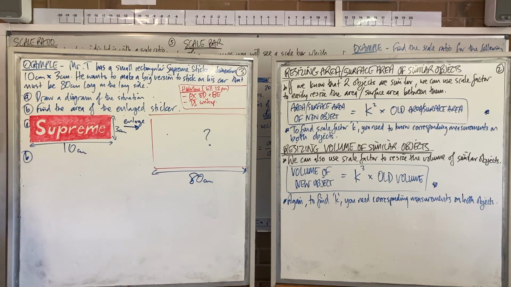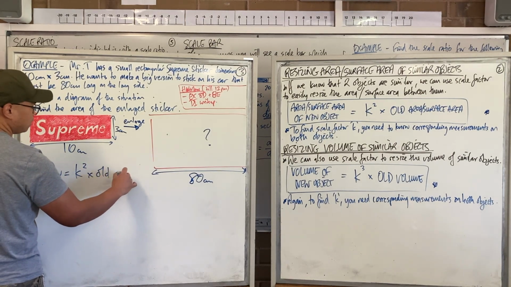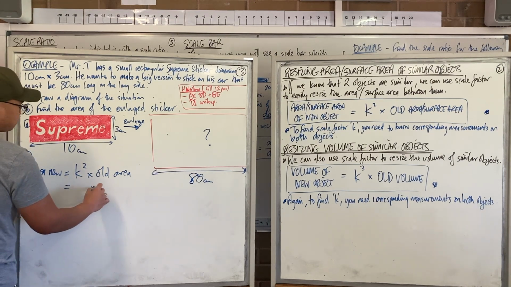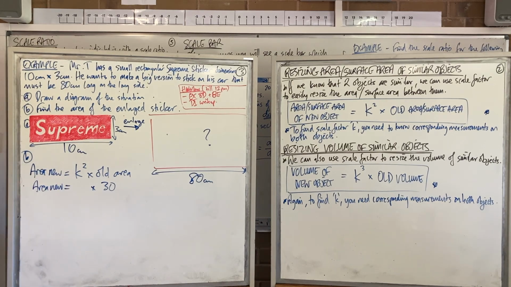Part B, find the area of the enlarged sticker. So I've given you a tool. Area new equals k squared times my old area. Does the question tell me what the old area was straight up? Does it give me enough info to work it out? Because it's a rectangle, length times width, 30 square centimeters. So times by 30. But my problem is I still don't know what k squared is. I don't know what k is.